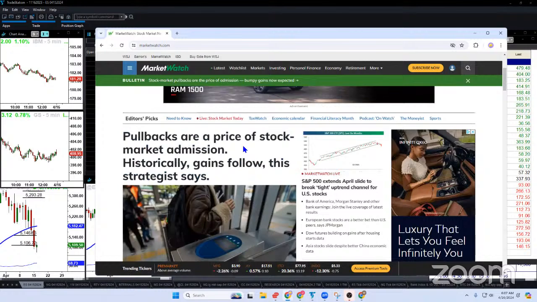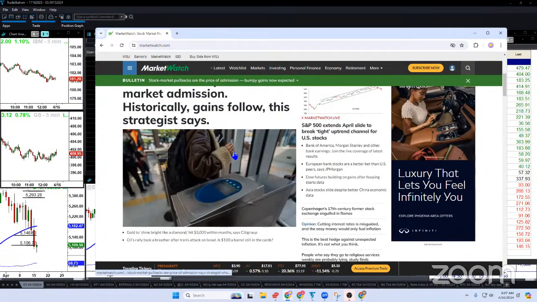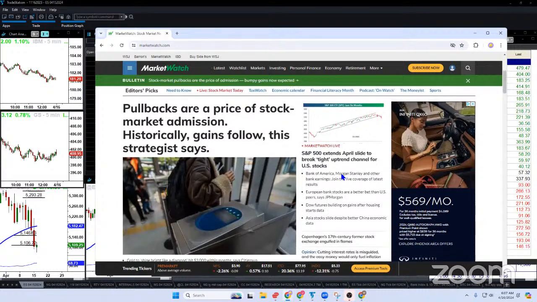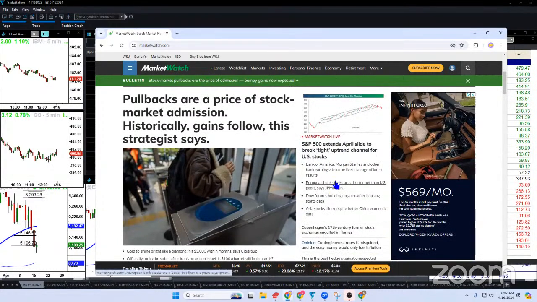Pullbacks are a price of stocks, market admission. Historically, gains follow this, strategist says. S&P Index 500 extends April slide, breaking a tight uptrend channel for the U.S. stocks. Okay, Bank of America, Morgan Stanley, and other bank earnings join the live coverage.